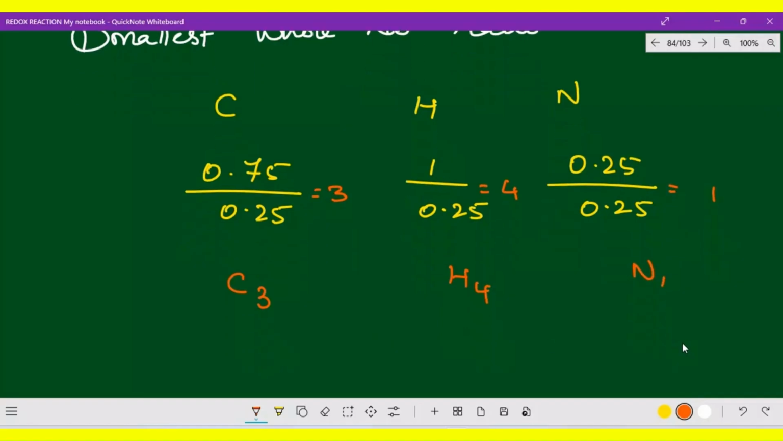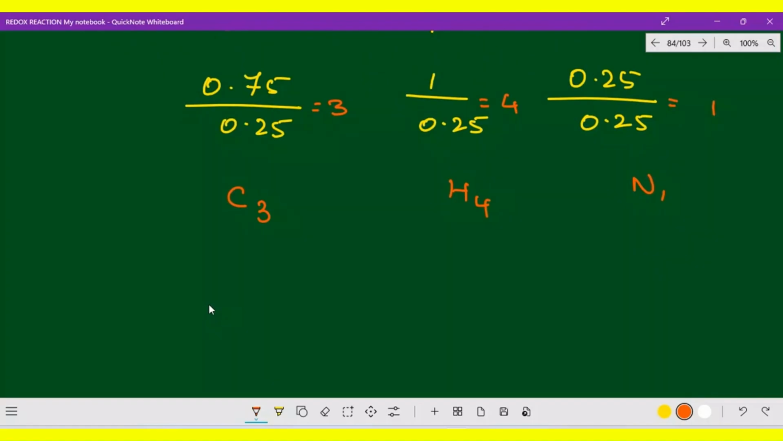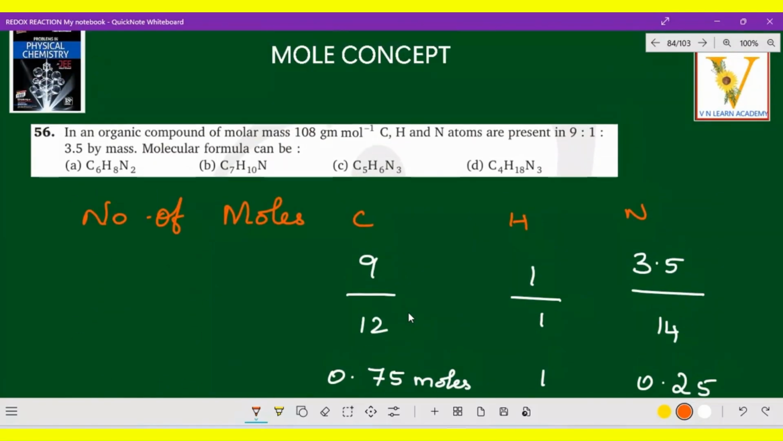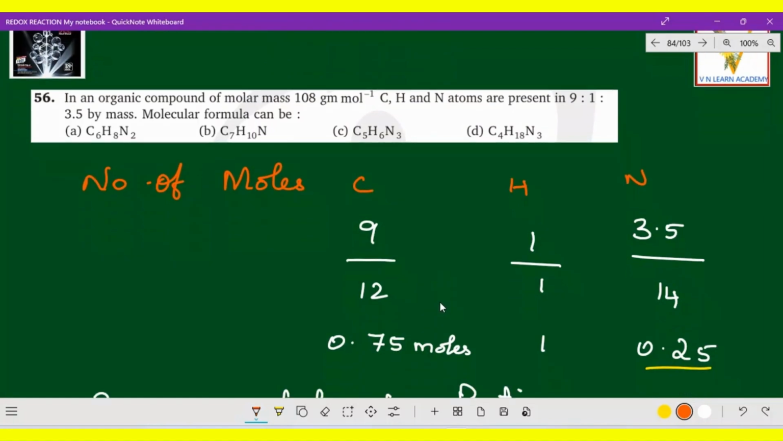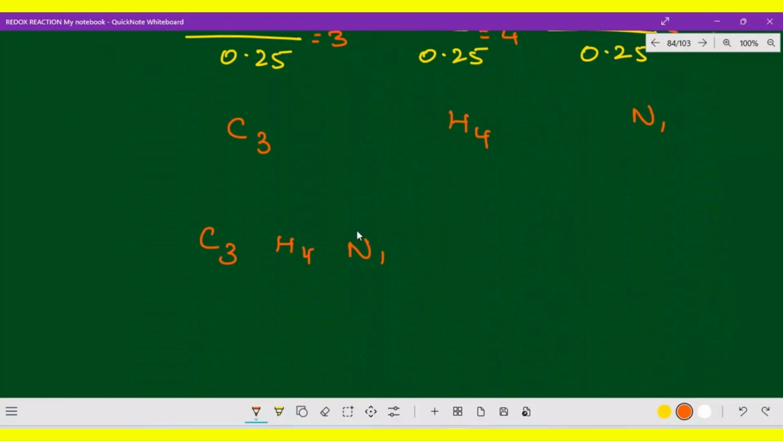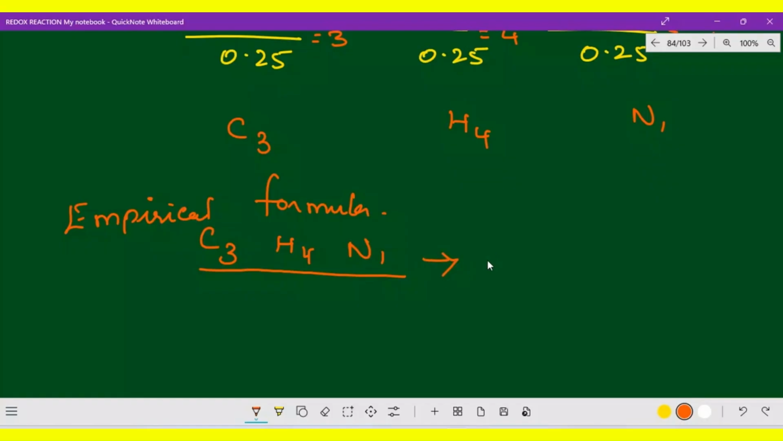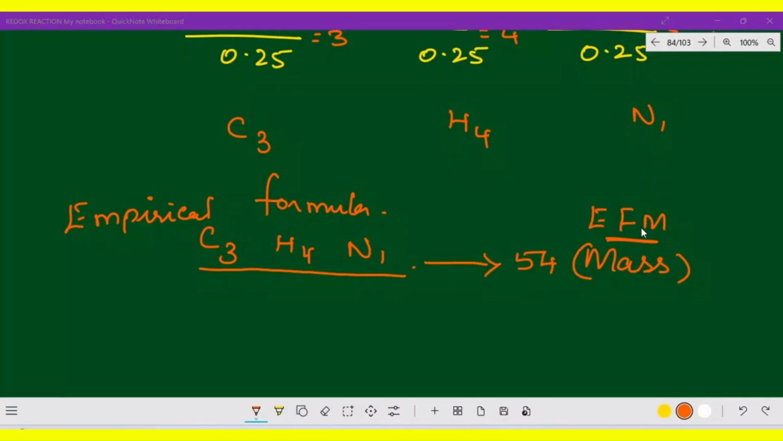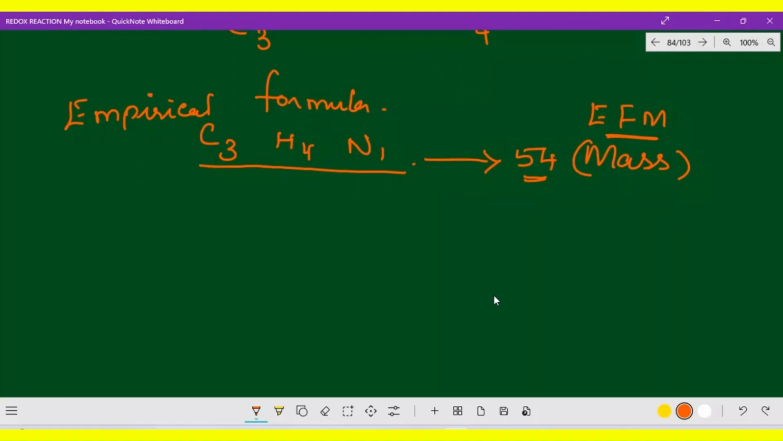So the empirical formula is C3H4N1. Here they are asking about the molecular formula. So for the molecular formula, first we have to identify the empirical formula mass. The empirical formula C3H4N1, the mass of the empirical formula is 54. Empirical formula mass is 54. Now we have to identify the molecular formula.